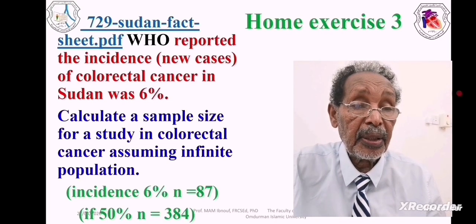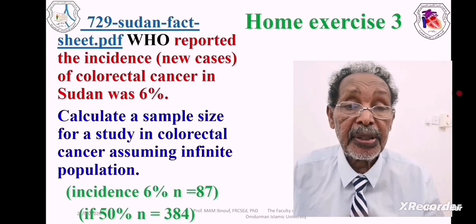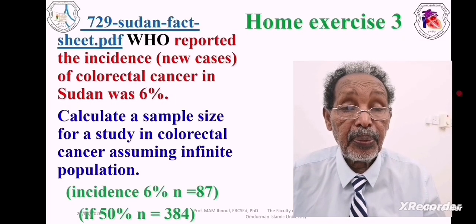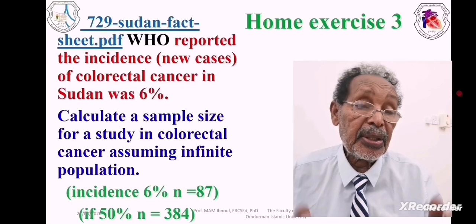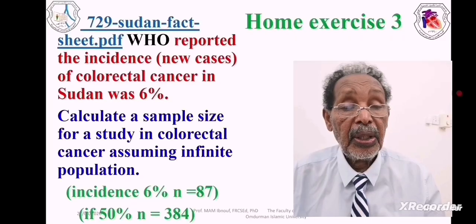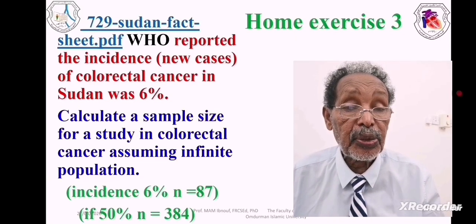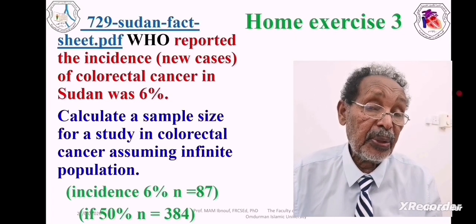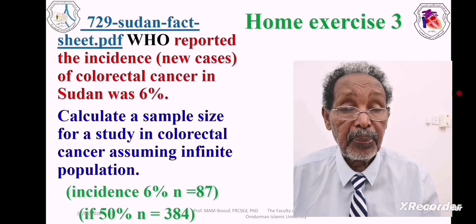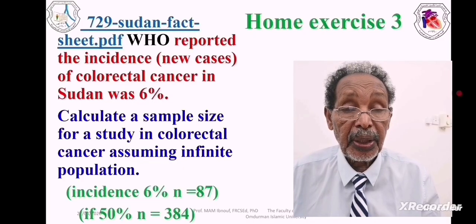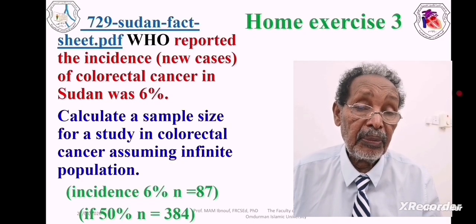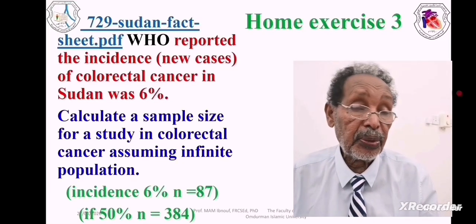Let us take a third and last example, and this is from the fact sheet of the WHO that reported the incidence. Incidence means new cases, prevalence means existing cases. The incidence of colorectal cancer in Sudan was 6%. Now calculate sample size for a study in colorectal cancer assuming infinite population, which means ignore the finite population correction.